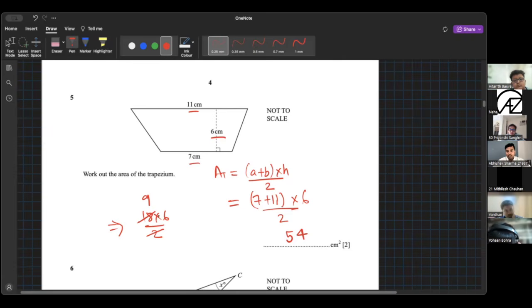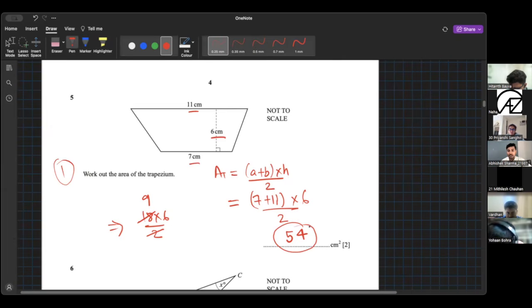Not necessarily 1 marker, but for 2 markers, even when you write down the formula and substitute all the values correctly, and for example your final calculation is wrong, then also you will get 1 mark. Why? Because your method was correct, substitution was correct, but there is a calculation mistake. That is why you will get partial marks.